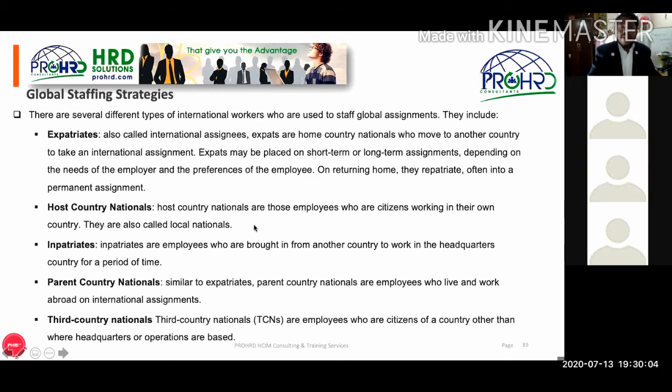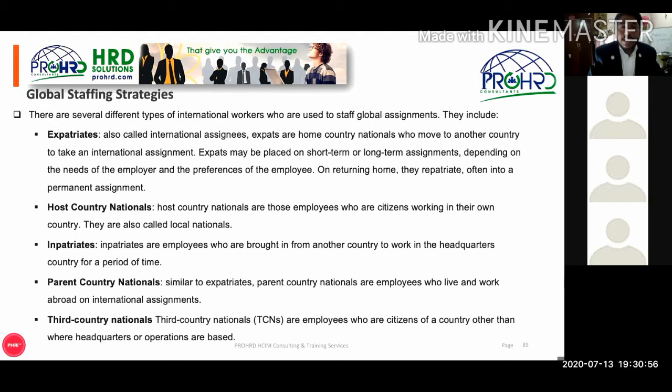Now let's look at the host country nationals. Host country nationals are those employees who are citizens working in their own country. They are also called local nationals. For example, Vasanthi is working for a US-based company. She is a citizen of India. She's a local national working for a host country, working for a multinational company.